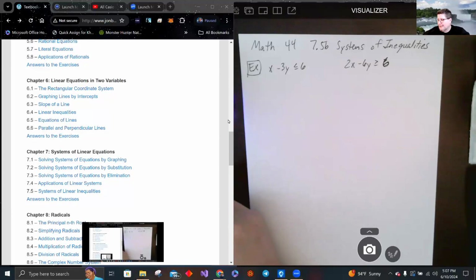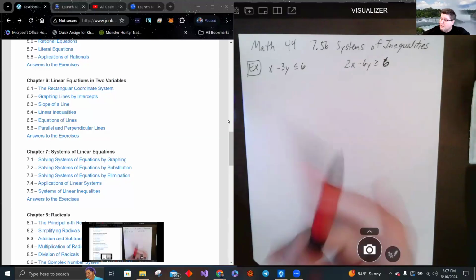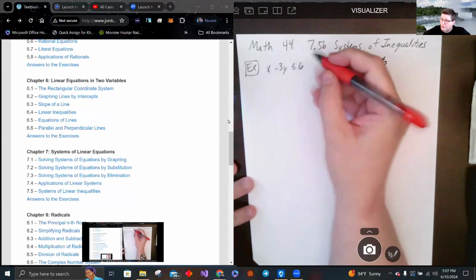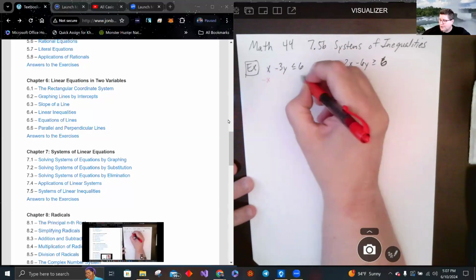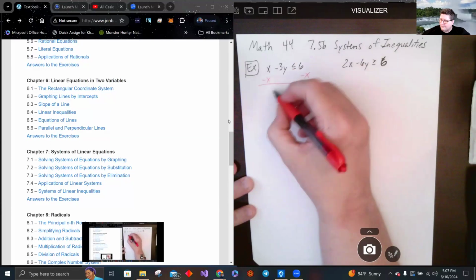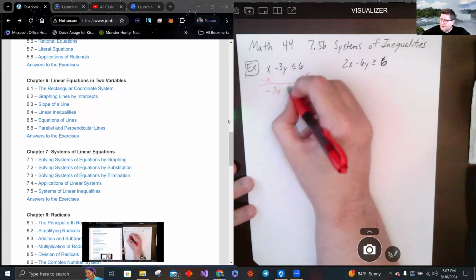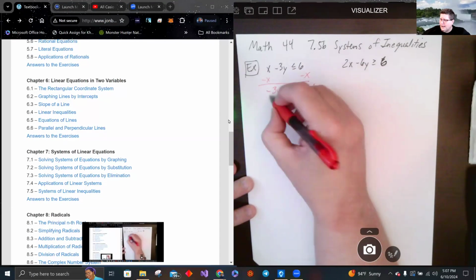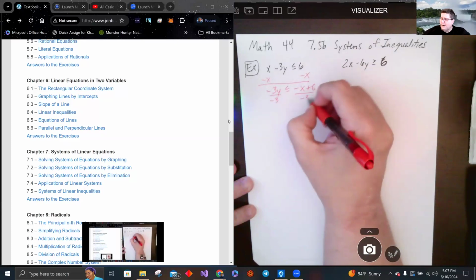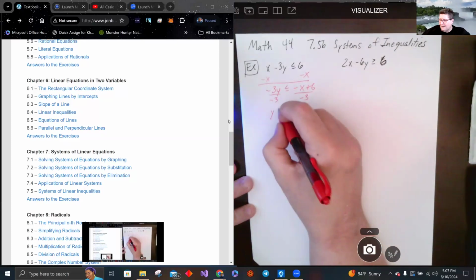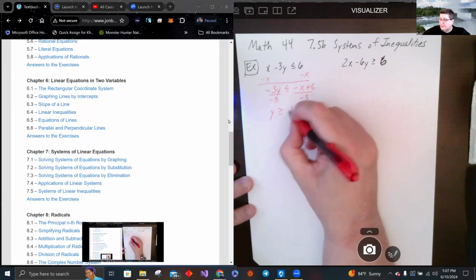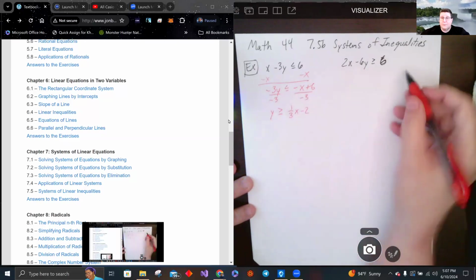Okay, so for each of them, I think it's best to get them in slope intercept form. I will subtract x. Negative 3y is less than or equal to negative x plus 6. I divide by negative 3. When you divide by a negative, you flip the inequality. 1/3 x minus 2.